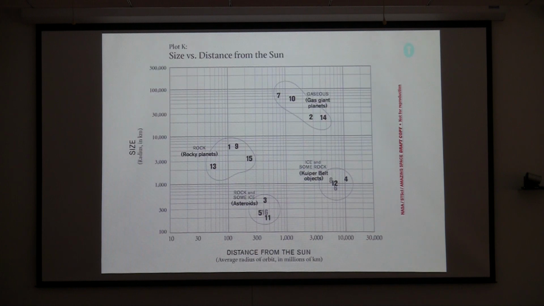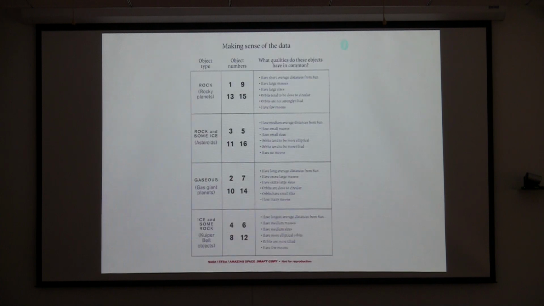Here is size versus distance from the sun, again with the identifications for you. And finally, here's making sense of the data. If you look at the asteroids, you can see that they've got the distances, the masses, they tend to be more elliptical, they tend to be more tilted.